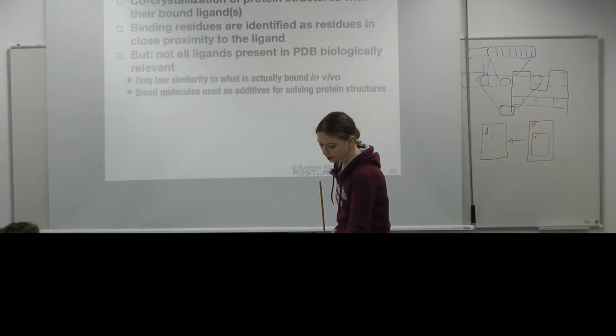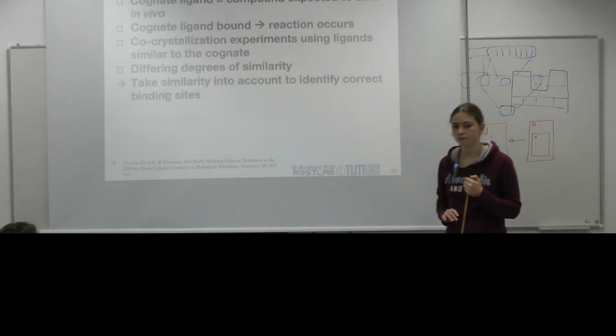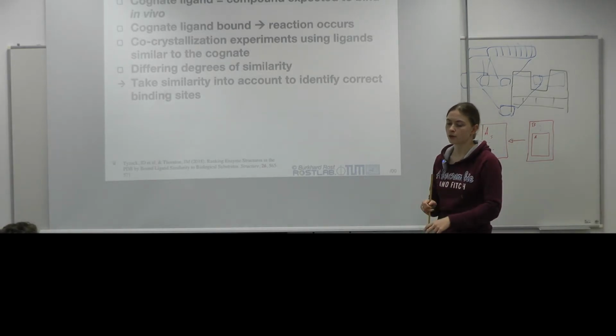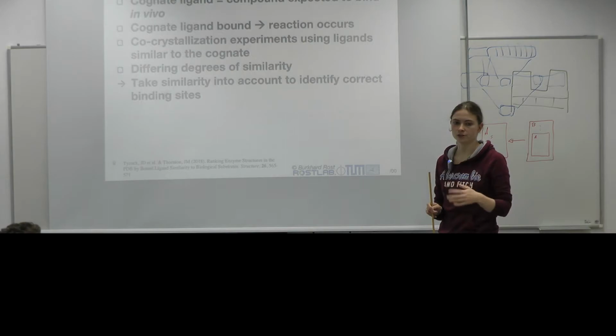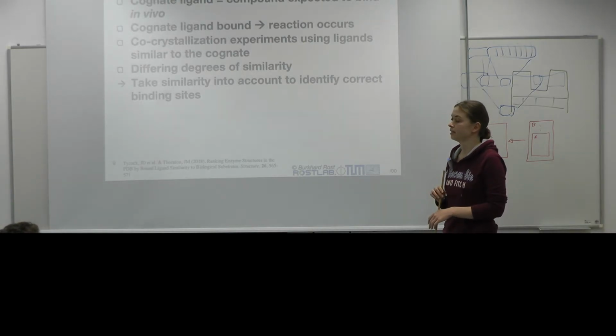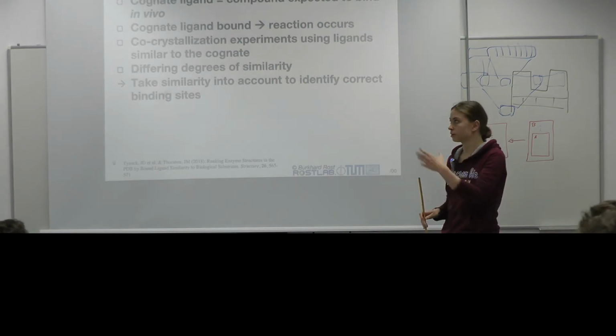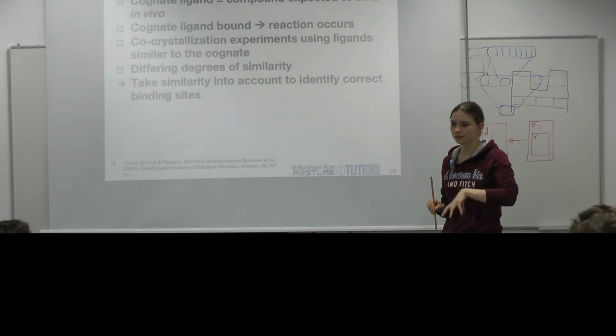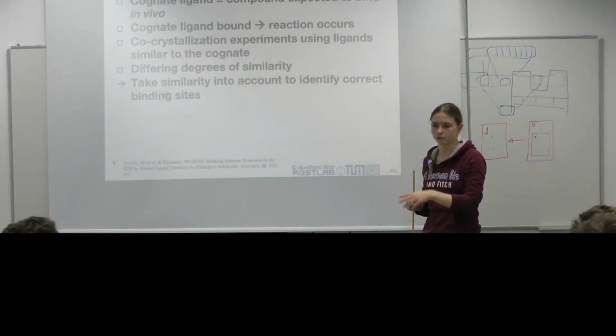So first of all, regarding the low similarity, we have to discuss one thing, and that's the bound ligand versus the cognate ligand. So the cognate ligand is what a protein actually binds in vivo. So what we would expect it to bind at least. And the cognate ligand is usually a concept for enzymes, so if the cognate ligand binds to an enzyme, then the reaction also occurs. I mean, that's the whole idea behind that. The ligand binds, the enzyme catalyzes a reaction, then you get a product out of it.